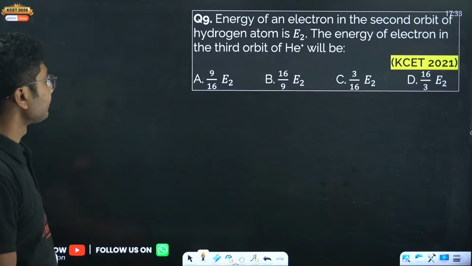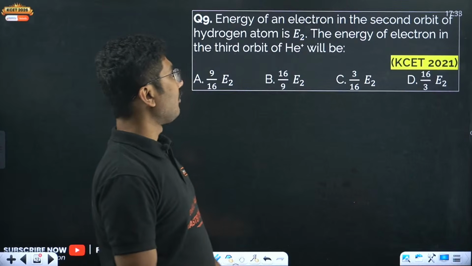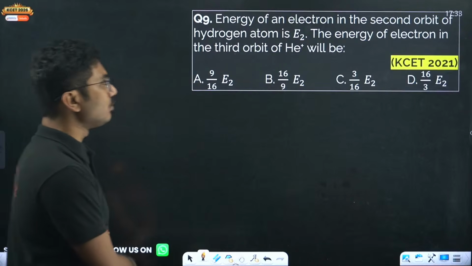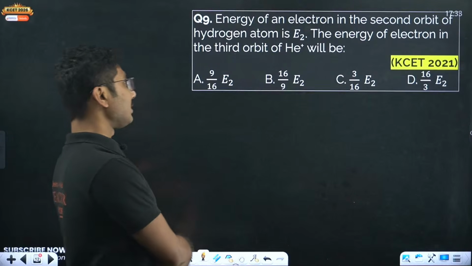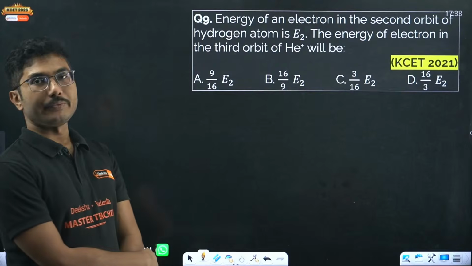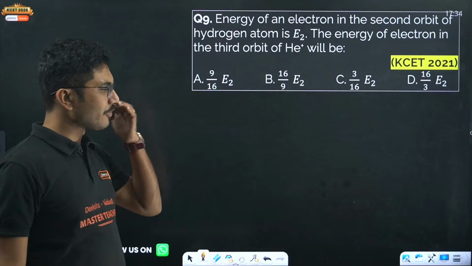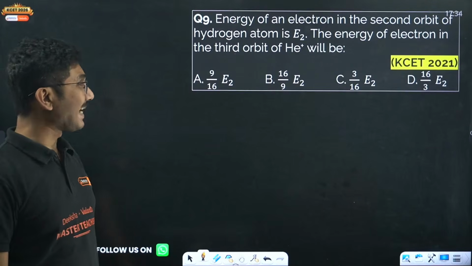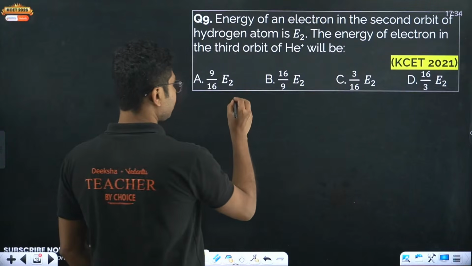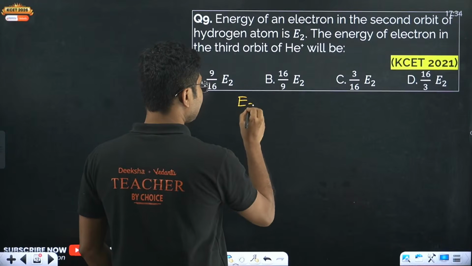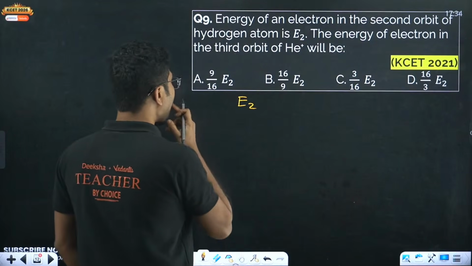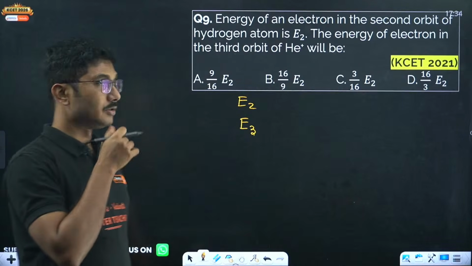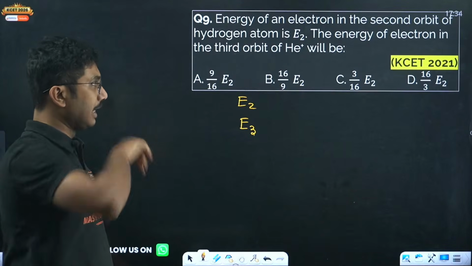Now next, the energy of an electron in the second orbit of hydrogen atom is E2. The energy of electron in the third orbit of helium will be? Again, I think this question is slightly out of syllabus, but you can solve it. So the energy of electron in the second orbit of hydrogen is E2, and what will be the energy of electron in the third orbit of helium?